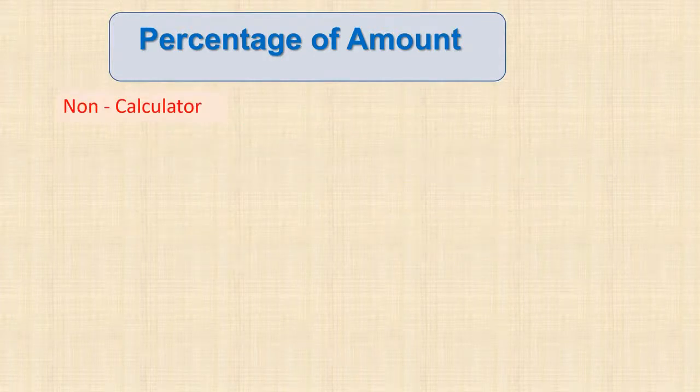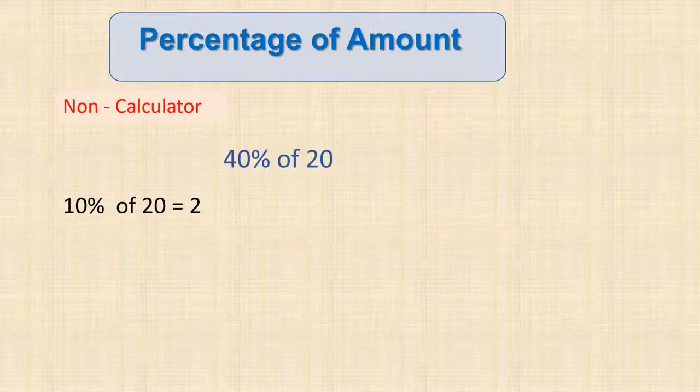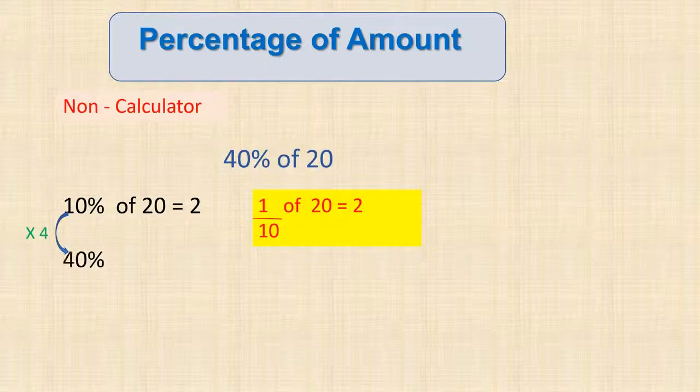Now let's calculate percentage of amount without a calculator. So calculating 40% of 20, you find 10% first of 20, which is 2, because 1/10 of 20 is 2, or you divide 20 by 10. Now we want 40%, so you multiply 10% by 4, so you get 40%. You do the same with the other side. That means you multiply 2 by 4, then you get 8. So 40% of 20 is 8.